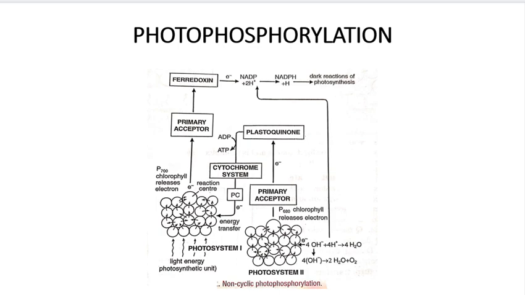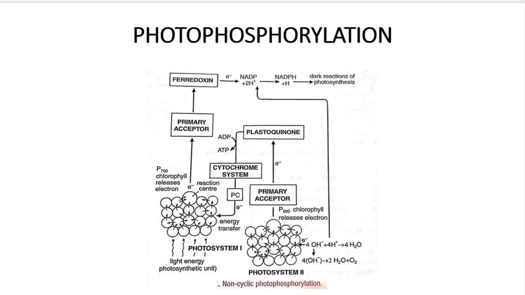So what is the difference here? When two photosystems are working in a series, you call it non-cyclic, and only when one photosystem, photosystem 1, is functional, you call it cyclic photophosphorylation. So now we begin with non-cyclic photophosphorylation.